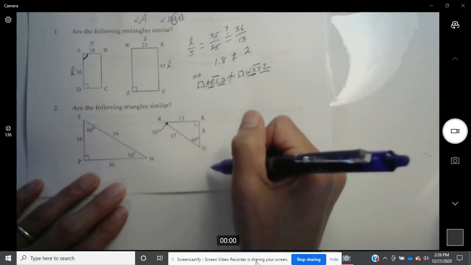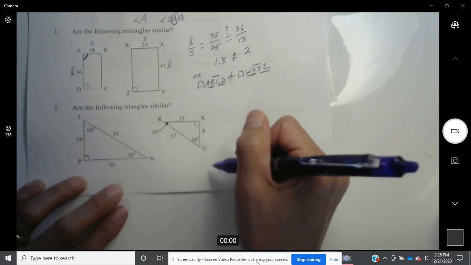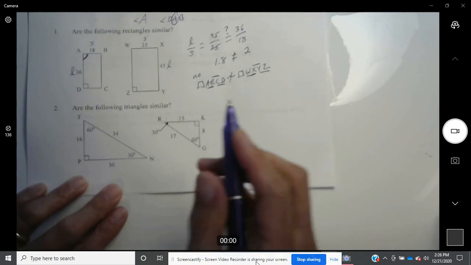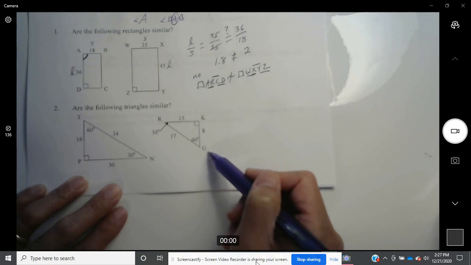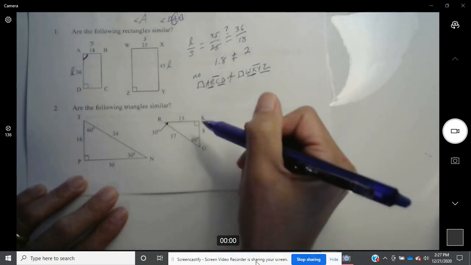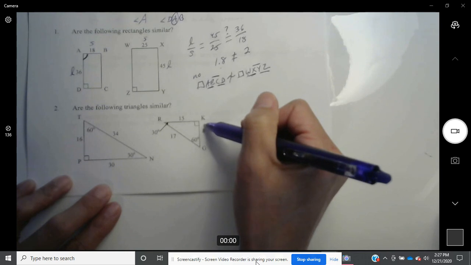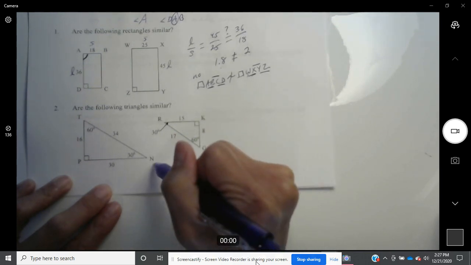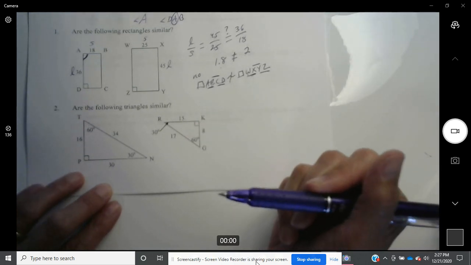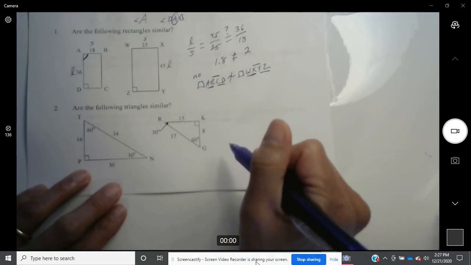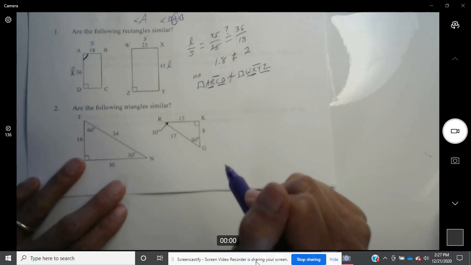The first thing we want to do is look at the angles. Are they congruent? And so angle T does match up with angle G. Angle P does correspond to angle K, and they are congruent. And then angle N corresponds to angle R, and they are congruent. So the angles are fine. How about the side lengths?